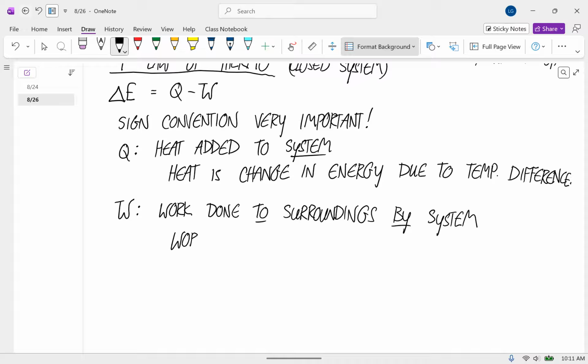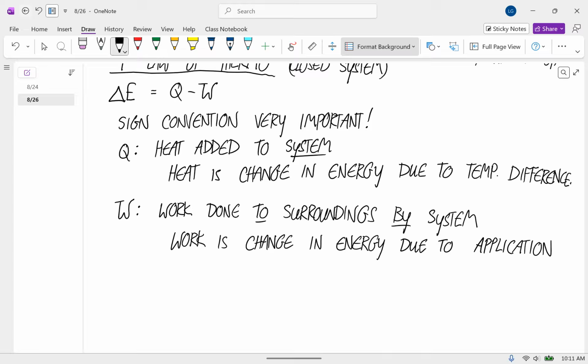And work is a change in energy due to the application of a force. So heat and work are both changes in energy, but one is due to temperature differences, one is due to forces.